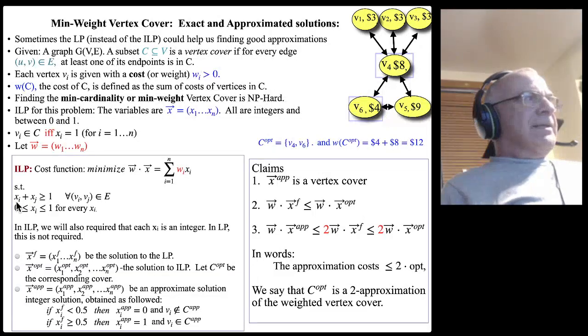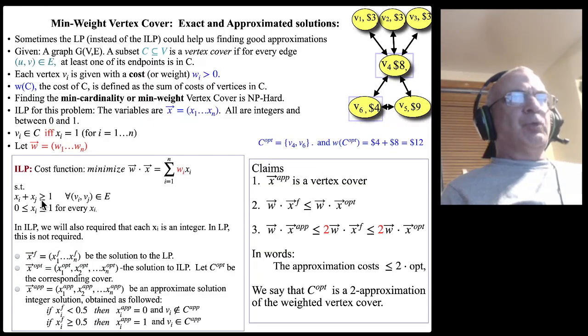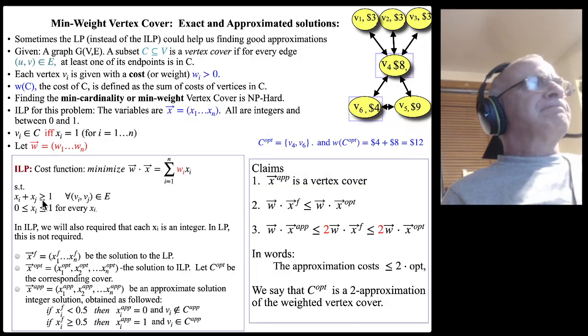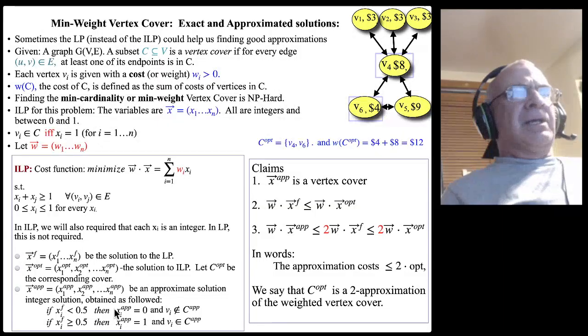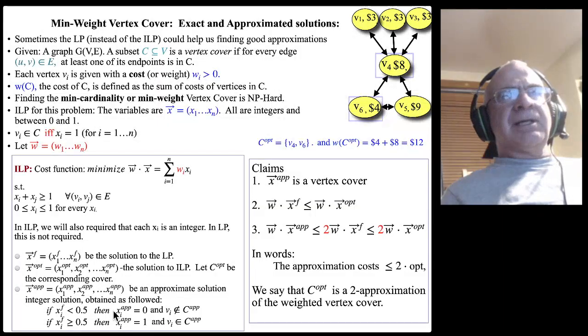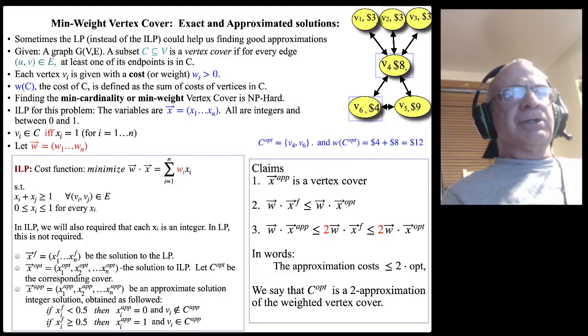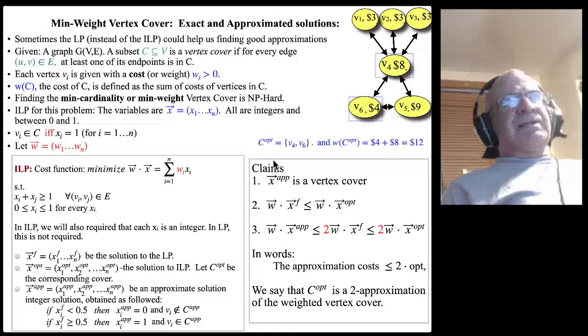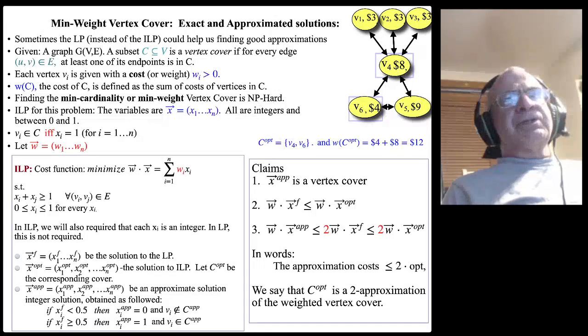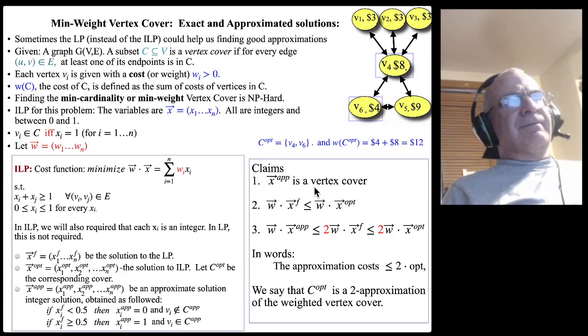Because if xi is smaller than half and xj is smaller than half, then their sum will be smaller than 1, obviously. So by looking at X approximate or C approximate accordingly, our solution is indeed a vertex cover. That's good. So I still didn't tell you why I think that it's a good approximation, but at least it is a vertex cover no matter what.